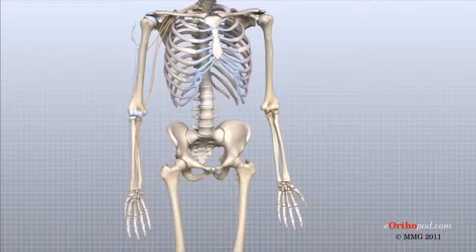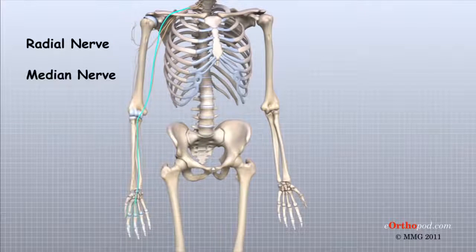All of the nerves that travel to the hand and fingers begin together at the shoulder. The radial nerve, the median nerve, and the ulnar nerve. These nerves carry signals from the brain to the muscles that move the arm, hand, fingers, and thumb. The nerves also carry signals back to the brain about sensations such as touch, pain, and temperature.